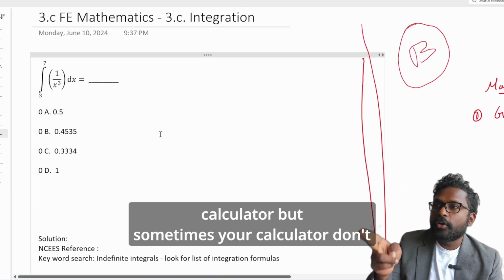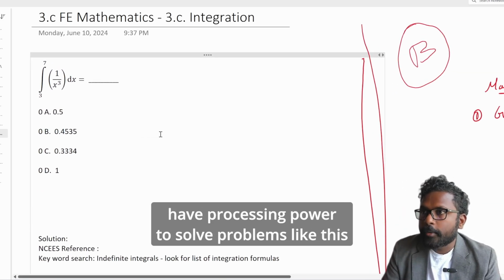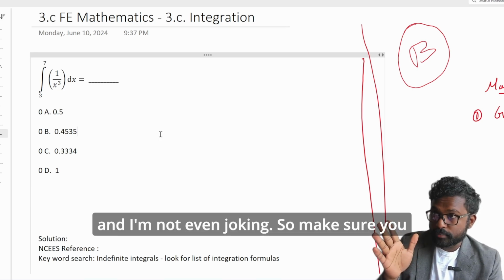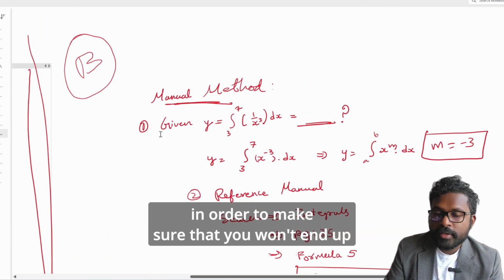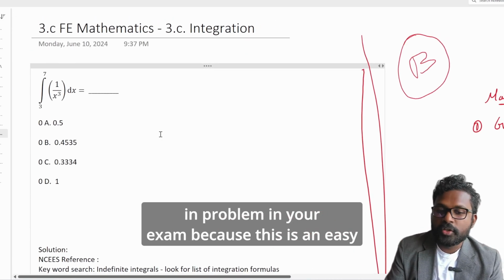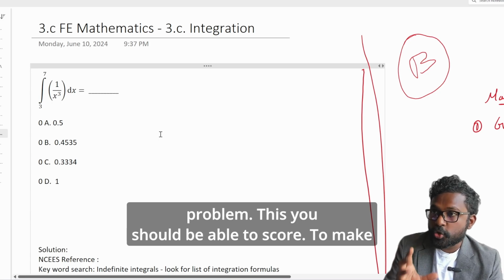But sometimes your calculator doesn't have the processing power to solve problems like this, and I'm not even joking. So make sure you always understand how to use your manual method, so that you won't end up in trouble in your exam, because this is an easy problem.